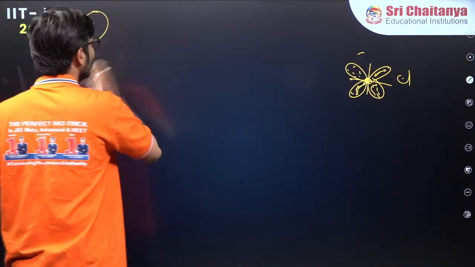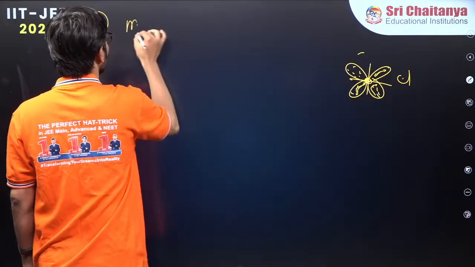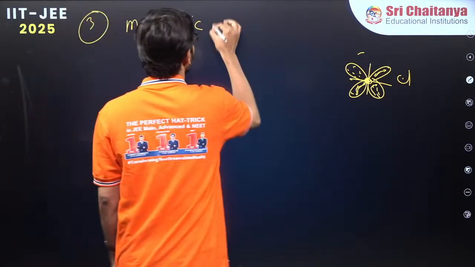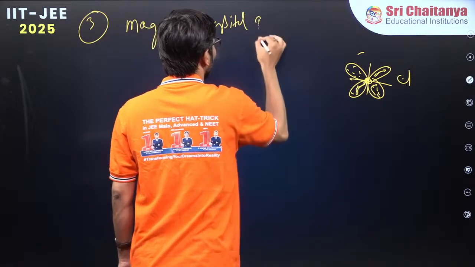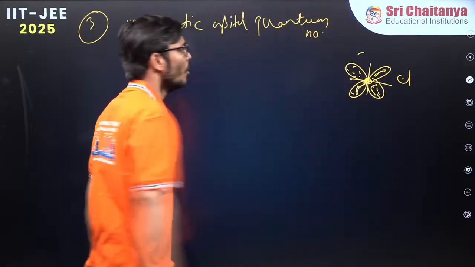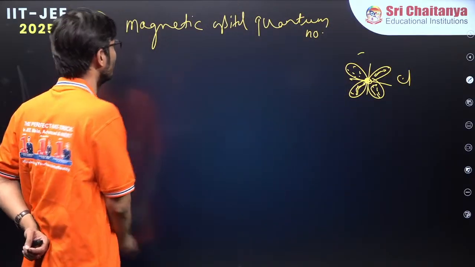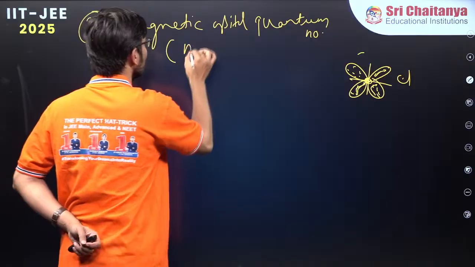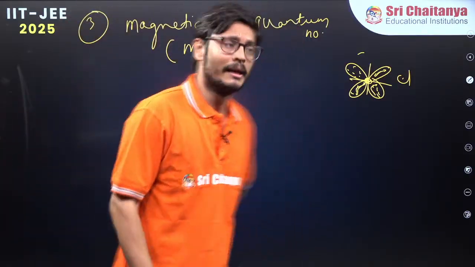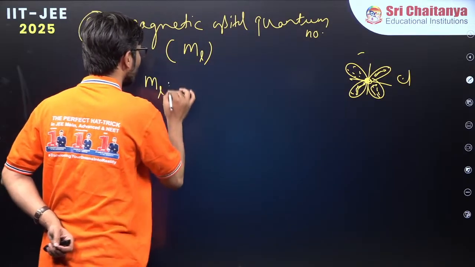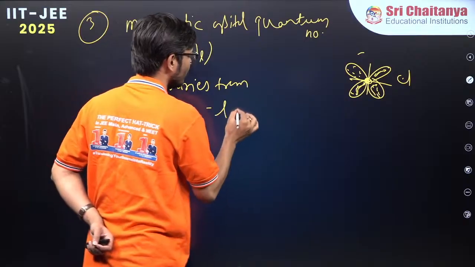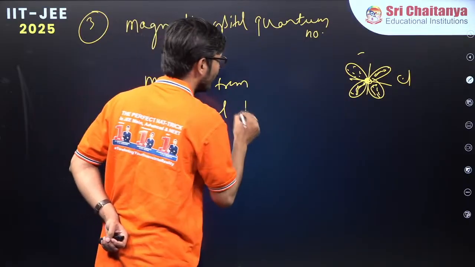The third quantum number is called the magnetic orbital quantum number. It is represented by the symbol ML. ML varies from minus L to plus L.